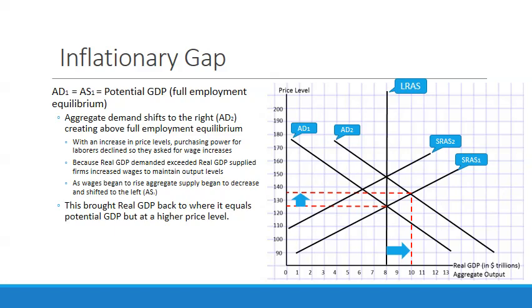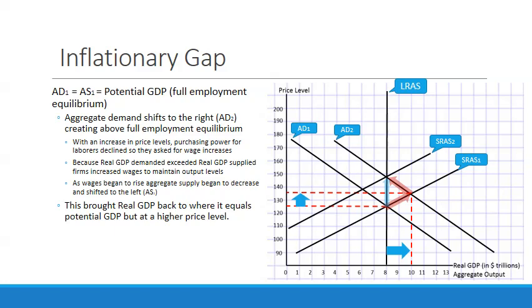An inflationary gap, the end result is still full employment equilibrium, but at a higher price level. You can see here, we see this shift occur, one shift and then the second shift, and that causes our long range aggregate supply to remain the same, but we see this increased price level. So you can kind of see our situation as to what's going on here with our inflationary gap.